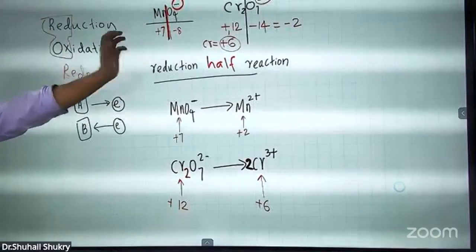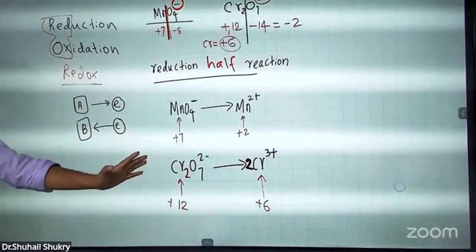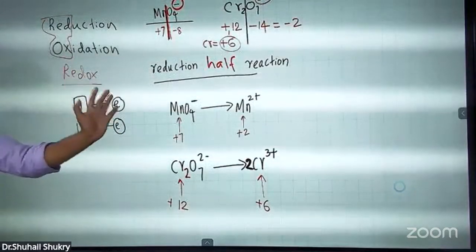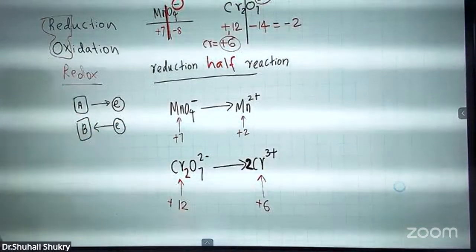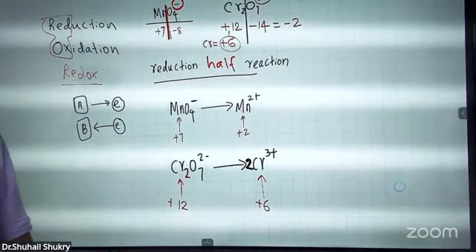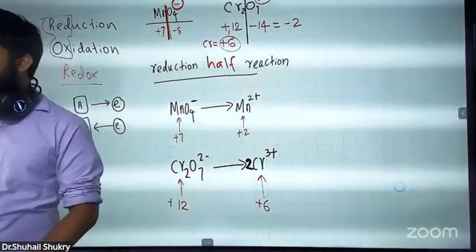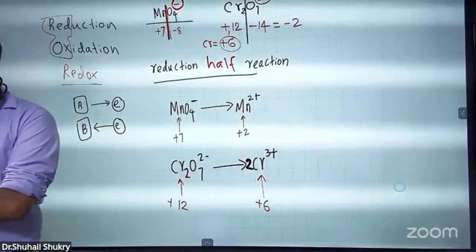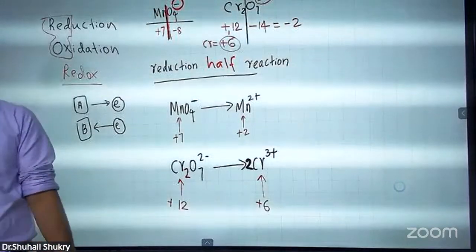MnO4 minus going to Mn2 plus, you have to remember. Cr2O7 2 minus going to Cr3 plus, you have to remember. Right? If you couldn't write anything, you can complete it using the recordings. Right. Now stop. Now still I am not done with the work.